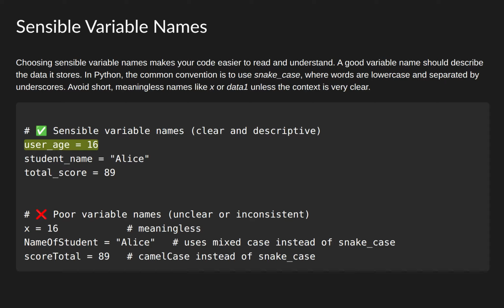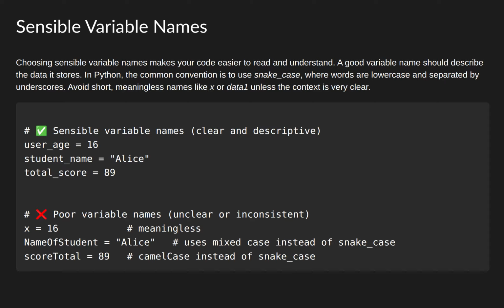This code demonstrates the difference between good and poor variable naming. Here, user_age, student_name, and total_score are clear and descriptive. These names make the code's purpose immediately apparent. In contrast, using x offers no insight into its use. NameOfStudent mixes uppercase and lowercase letters, which is inconsistent with Python conventions. scoreTotal uses camel case instead of snake case, making the code less readable for others.